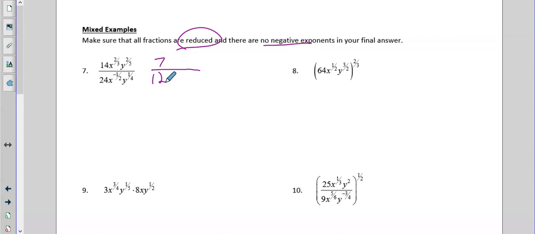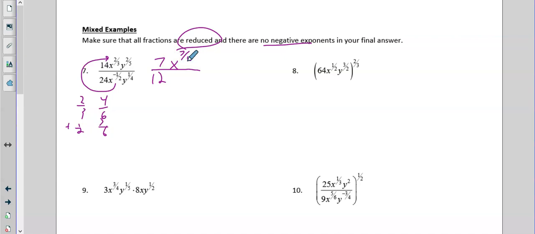Now, there's a lot going on here. X has 1/2 and 2/3, but I'm going to be moving the x's up top because it's negative. So I'm actually going to be doing 2/3 plus 1/2. Now, we need a common denominator, so that's going to be 6. 3 times 2, 2 times 2, 2 times 3, 1 times 3, and that's going to be x to the 7/6 on the top.